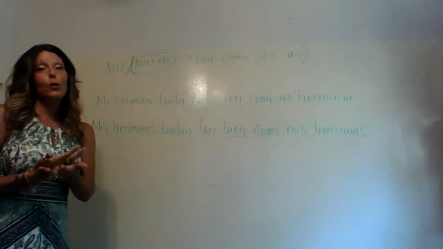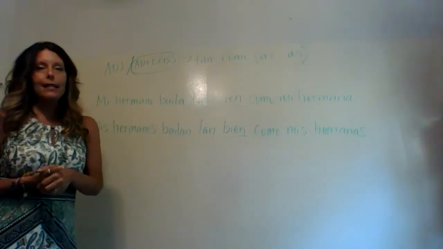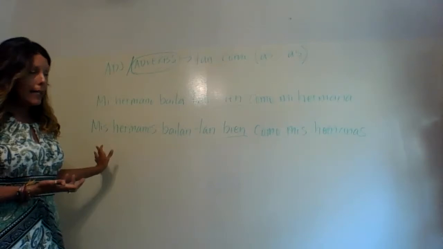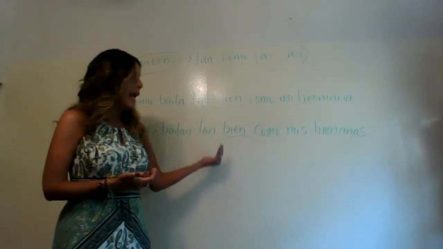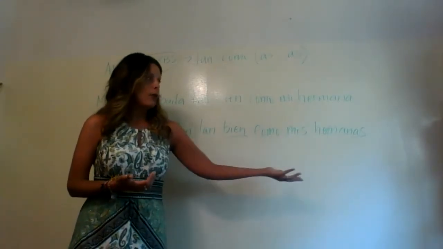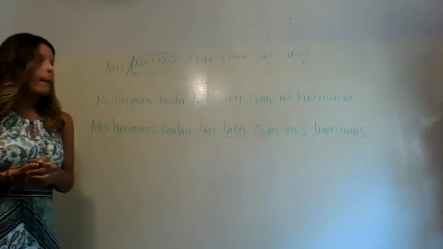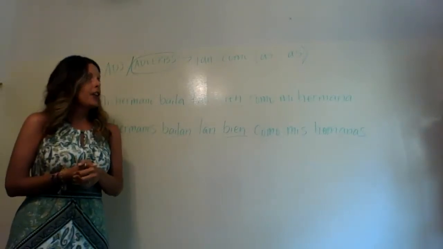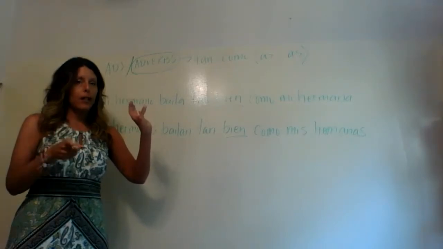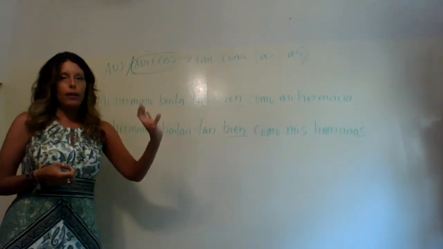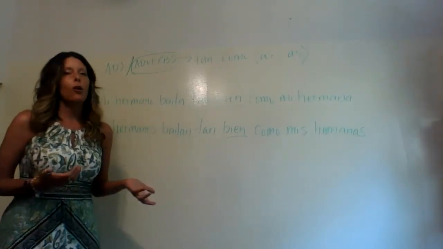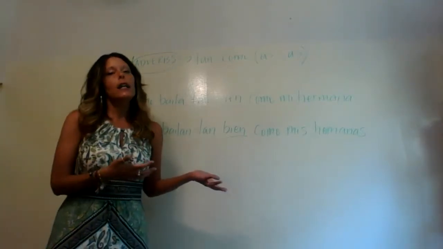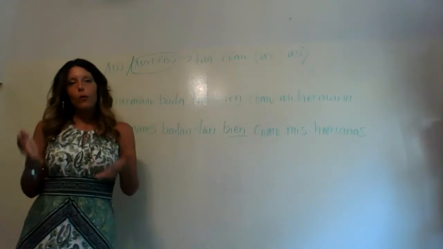And if we wanted to switch who dances better, and we wanted to say my sisters dance as well as my brothers, then we will have mis hermanas bailan tan bien como mis hermanos. So the thing to remember with comparisons of equality with adverbs is that you're going to have your tan, that's never going to change. You're going to have your adverb that is also never going to change because it doesn't matter whether we're doing singular or plural or feminine or masculine. And then you're going to have the word como, and it's always going to be something like as well as.